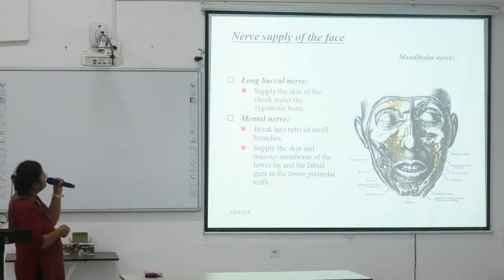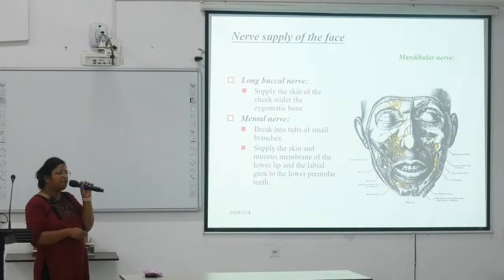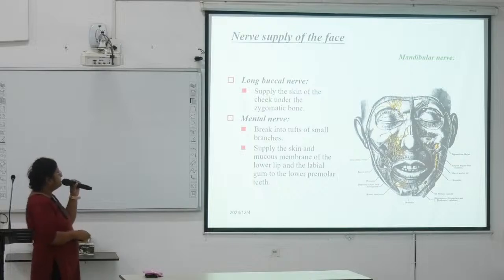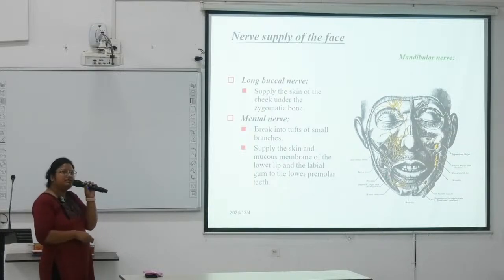The next two branches are the buccal nerve and the mental nerve. The long buccal nerve supplies the skin of the cheek under the zygomatic bone. The mental nerve breaks into tufts of small branches and supplies the skin and mucous membrane of the lower lip and the labial gum to the lower premolar teeth. It comes out through the mental foramen of the mandible, which you have read about during the bone of the mandible.